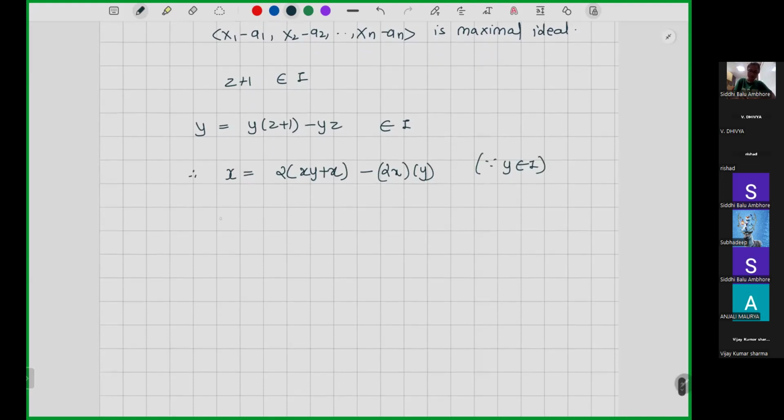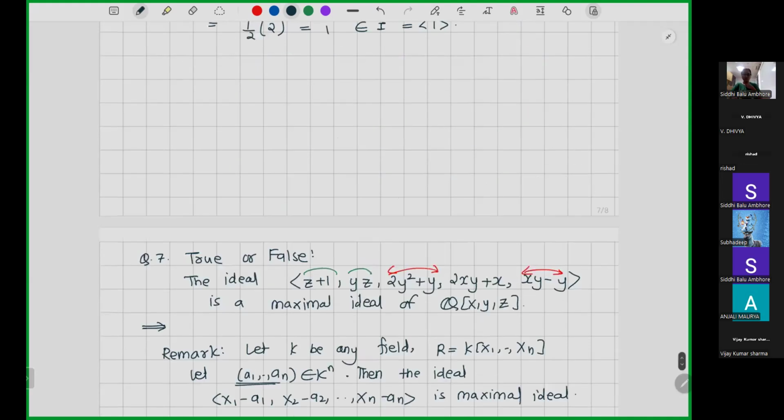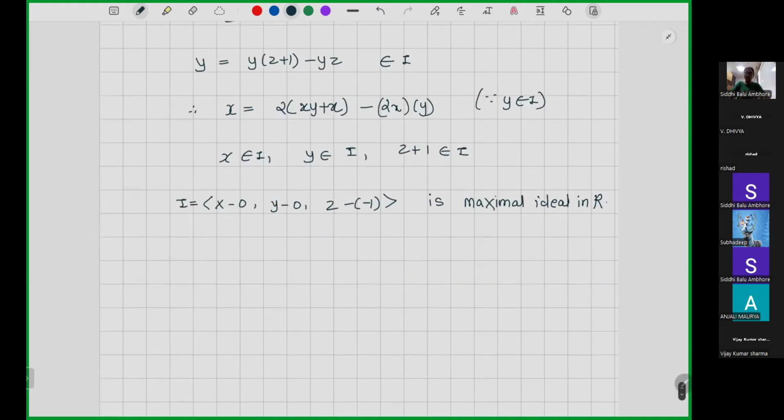So therefore, x belongs to I, y belongs to I, and z plus 1 belongs to I. And by the above remark, it is of the form x minus 0, y minus 0, z minus minus 1, is I, this ideal. And this is a maximal ideal in R, or a maximal ideal in Q[X, Y, Z]. Any doubts here?